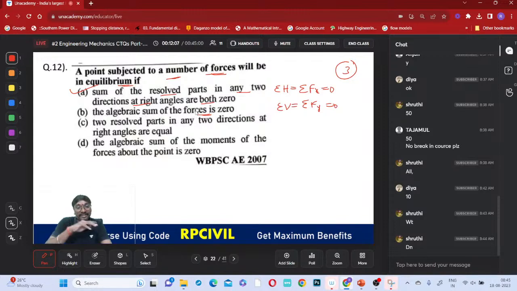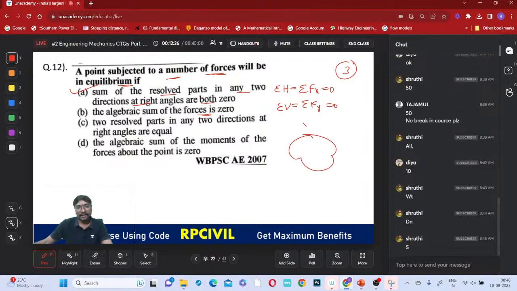Is the algebraic sum of forces only 0, or is the algebraic sum of forces in the x and y directions 0? Which one is correct? The algebraic sum of forces in the x and y directions should be 0, right? Is it clear, everyone?